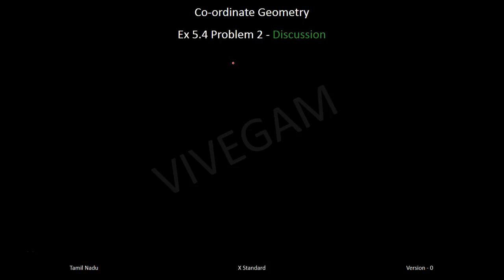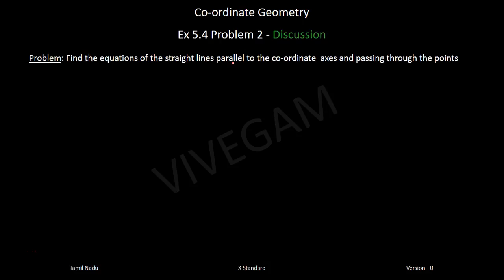Exercise 5.4 Problem 2 Discussion. Let's read the problem. Find the equations of the straight lines parallel to the coordinate axis and passing through the point -5, -2. Okay, so there are two straight lines.